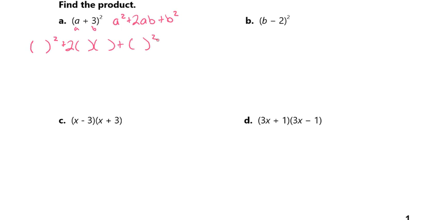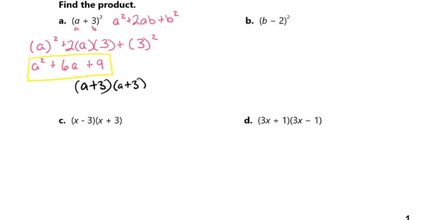So we can plug those in. So again, here's our a, there's our b, there's our b. And we can multiply those out. So I'm going to have a squared plus 2 times 3 is 6 times a plus 9. And we're done.